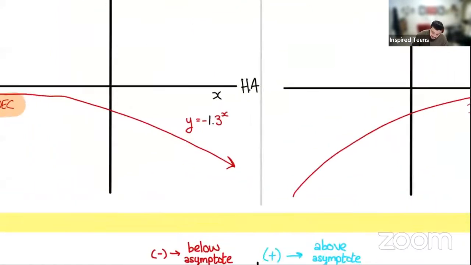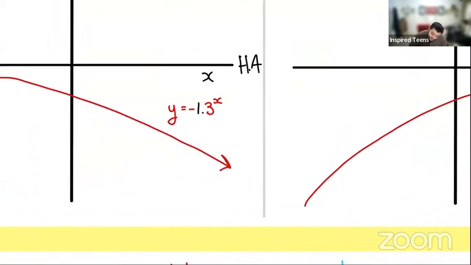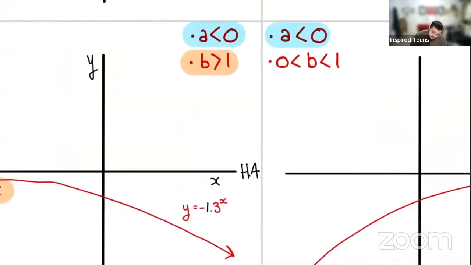But at the same time, B, you see the sign, a lot of people will look at it and be like, y is equal to negative 3 to the power of x, then they'll think B is less than 0. That's not the case. That is not the case. A takes that sign, so A is negative 1. And B we deal with separately. So B is positive 3 to the power of x. So B is greater than 1.